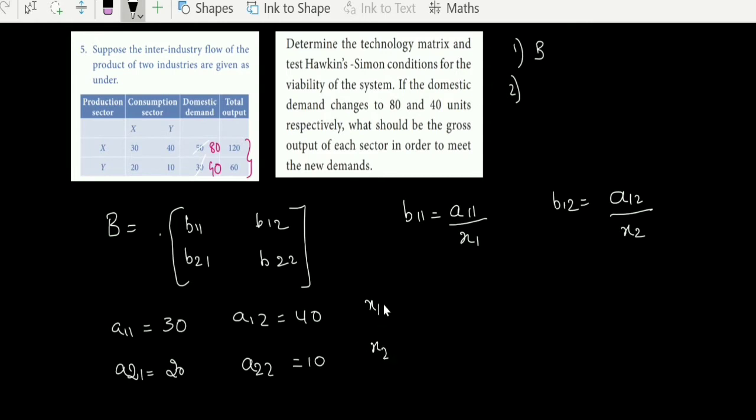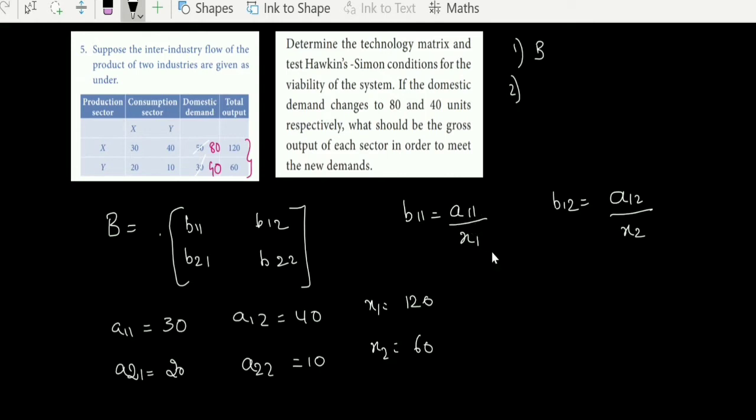What is X1, X2? The output. Don't by mistake take the domestic demand as X1, X2. Don't take this 50 and 30 as X1. X1, X2 is nothing but the output. X1 is 120. X2 is 60. So this is your X1, X2. Don't take this. So read the question. The total output is the variable X1, X2 because output only is changing. So that is your X1, X2.